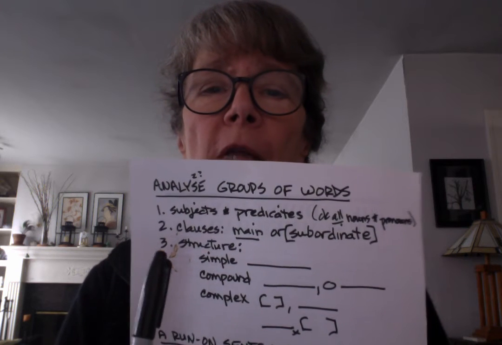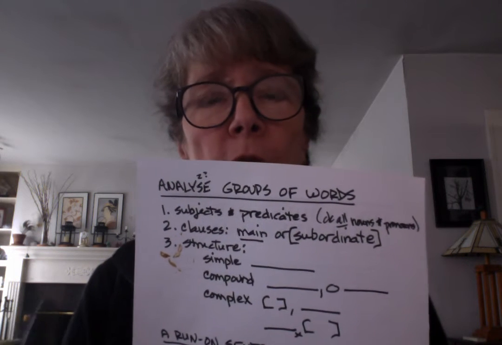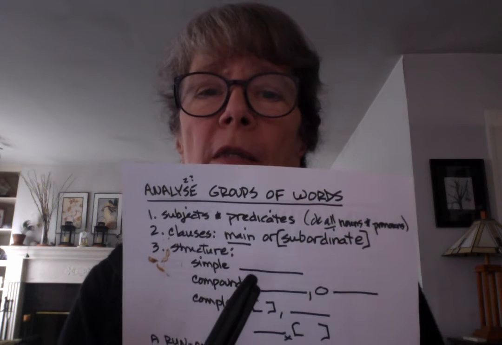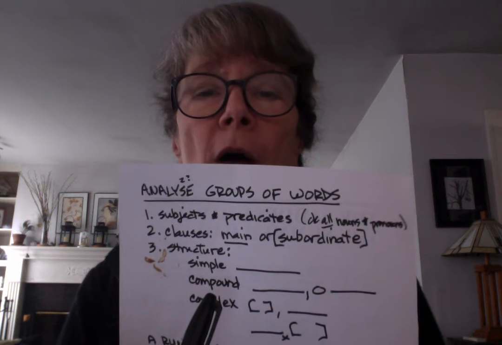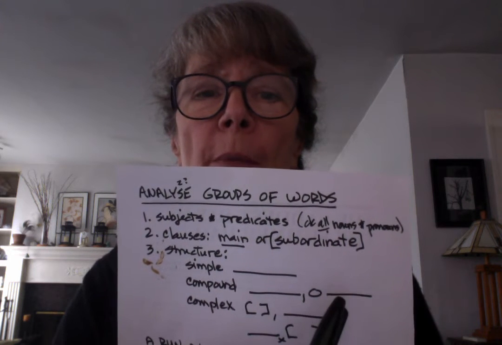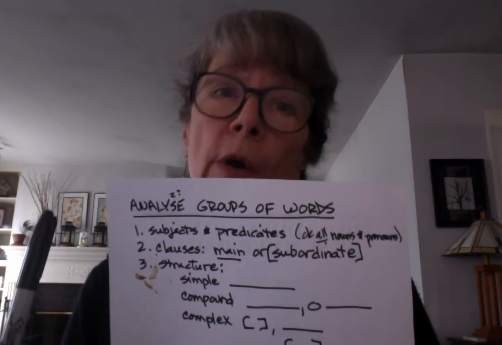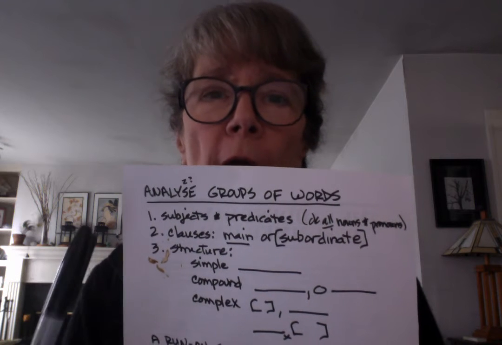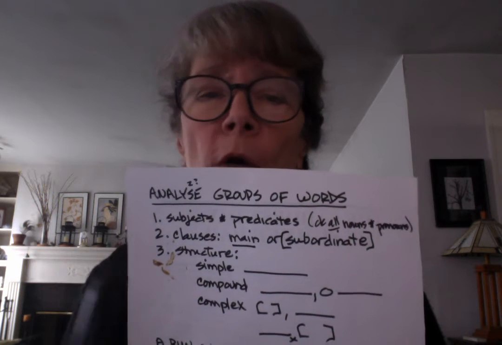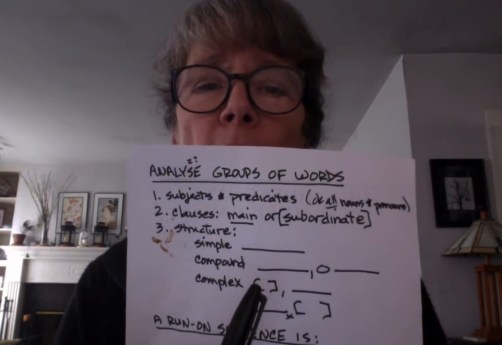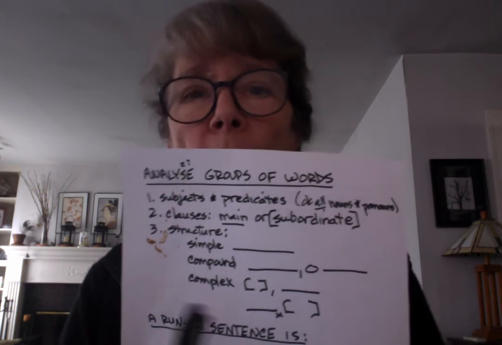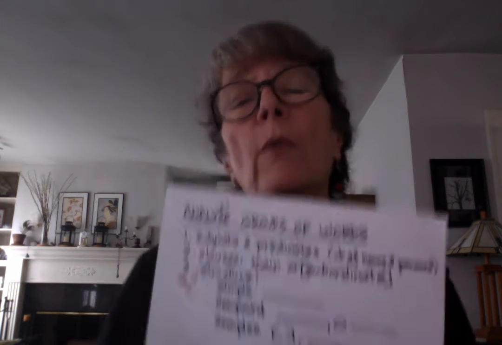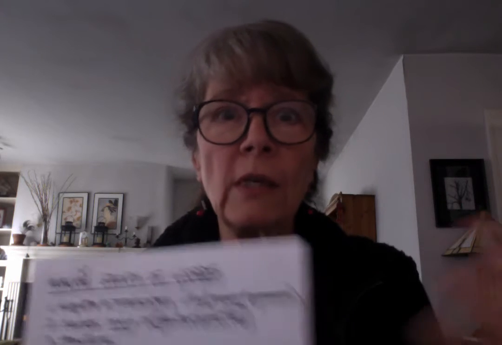And then the third step is to think about which one of these sentence structures, which one of these designs for sentences we find that we have. Is it a simple sentence, just one main clause? Is it a compound sentence, which is more than one main clause, joined together with a coordinating conjunction? That's a fanboy, right? For, and, nor, but, or, yet, or so. Or a complex sentence with a subordinate clause first, followed by a main clause, or the other way around, a main clause followed by a subordinate clause.